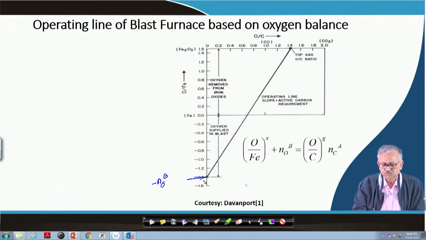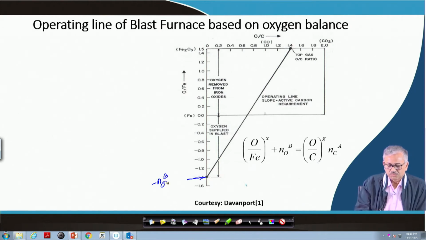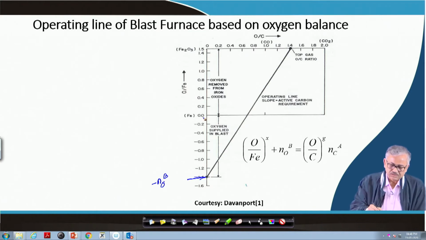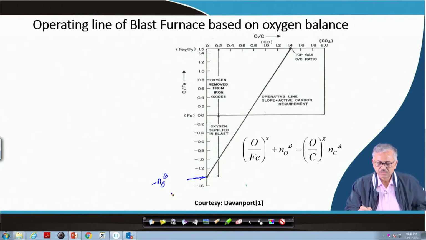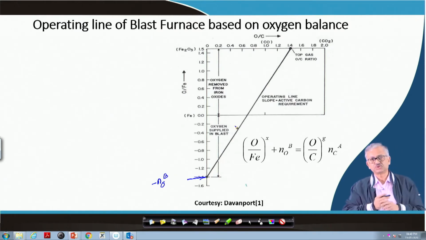So, this is minus 1.4, basically NOV is equal to minus of 1.4, you can find it is negative already. So, the gram atom of oxygen that is entering through the blast. This part gives you the intercept, basically the gram atom of oxygen coming in through the blast. And this is the O by Fe positive axis, and this is the O by C blast gas composition. So, it is the equation of a straight line.